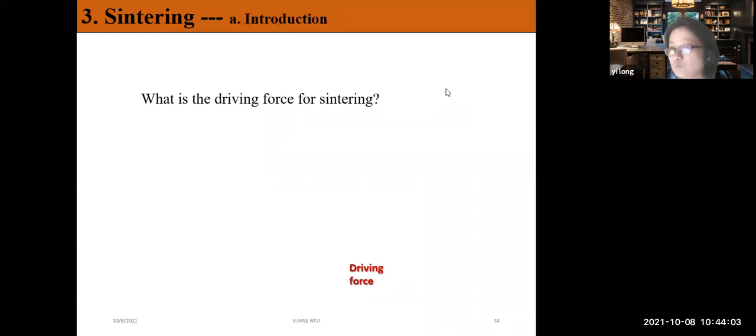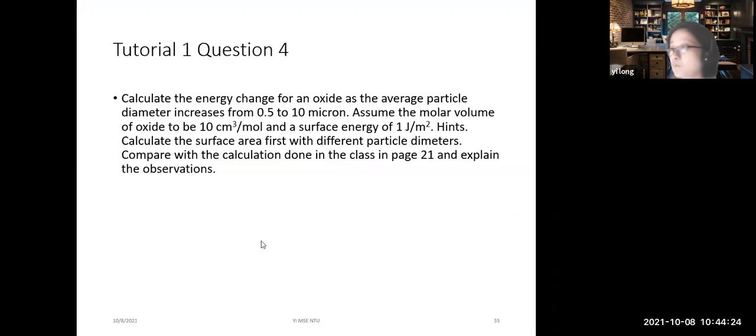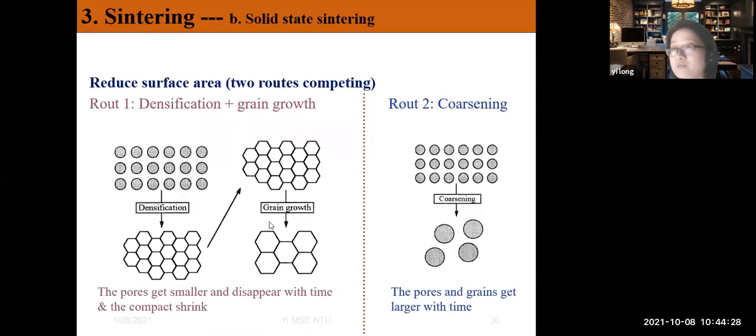Okay, so we have learned so far what the driving force is. From all these calculations, you can see the total energy after sintering is going to be reduced, right? So that's the essence. For any chemical reaction, whatever it is, if the energy is reduced, it means it's going to happen. So this one you go back to calculate, then let me know whether this is doable or not. Let's continue. So that's what we put here: to reduce the total surface energy.